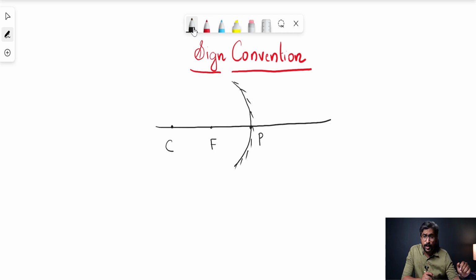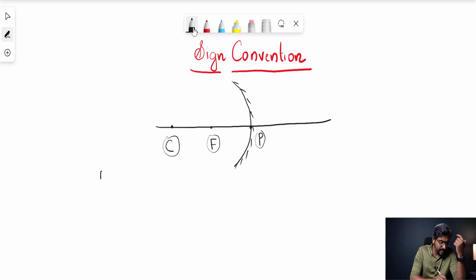This is a scenario, and you can see that there is a spherical mirror, precisely a concave mirror, and here is the pole, here is the principal focus, and here is the center of curvature. These are the things that you already know. Now before studying this sign convention, we need to have some prerequisites, certain knowledge that you should know. The first and foremost thing is that all the measurements are taken from the pole.